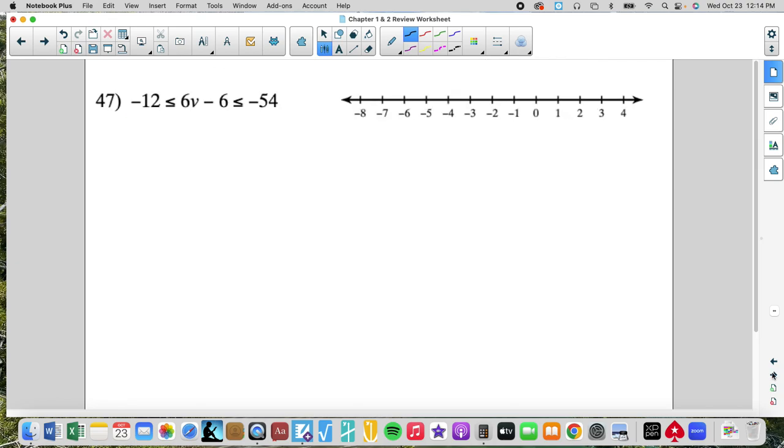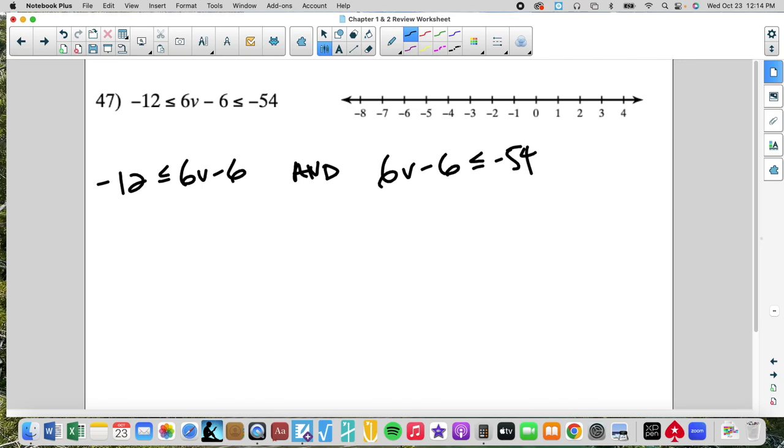This is an and statement. -12 is less than or equal to 6v minus 6, and 6v minus 6 is less than or equal to -54. So let's solve it. Add 6.